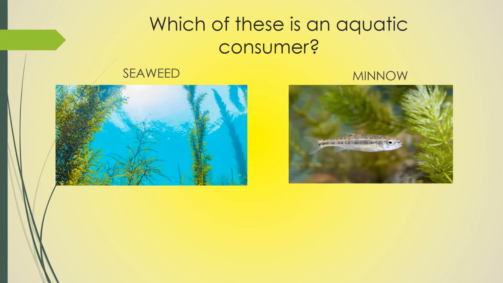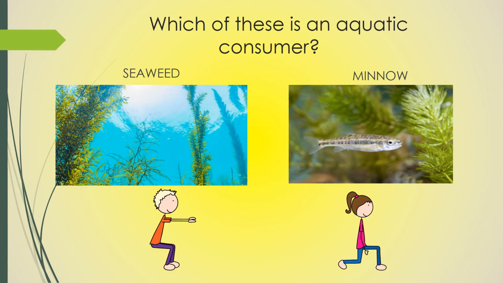Which of these is an aquatic consumer? Seaweed or minnow? If you think it's seaweed, you're going to do squats. If you think it's minnow, you're going to do lunges. Ready? Go. The answer is minnow. Seaweed is an aquatic producer.